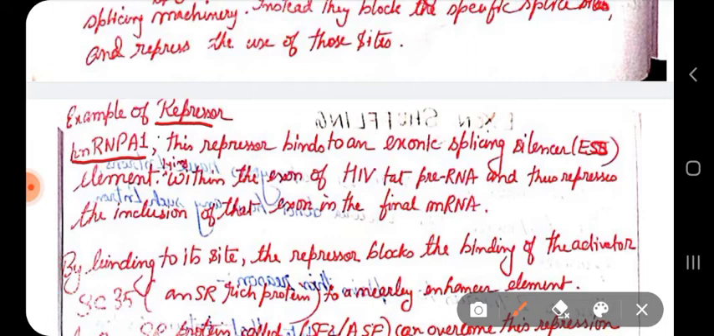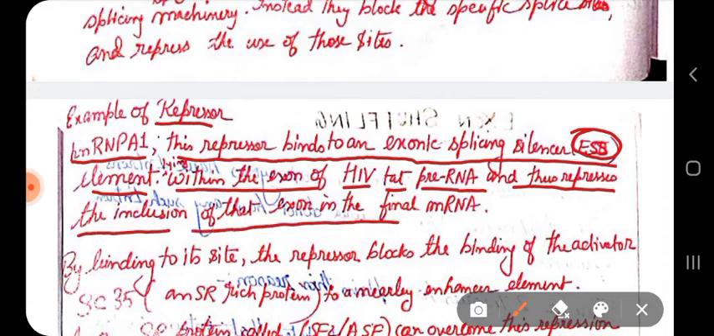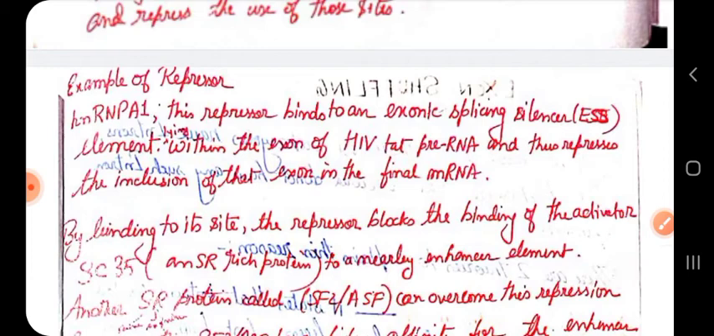HNRNPA1 is an example of a repressor. This repressor binds to silencer regions. Here it binds to the exonic splicing silencer element, which lies within the exon of HIV TAT pre-mRNA, and thus represses the inclusion of that exon in the final mRNA. So an example is given here of a repressor protein called HNRNPA1.